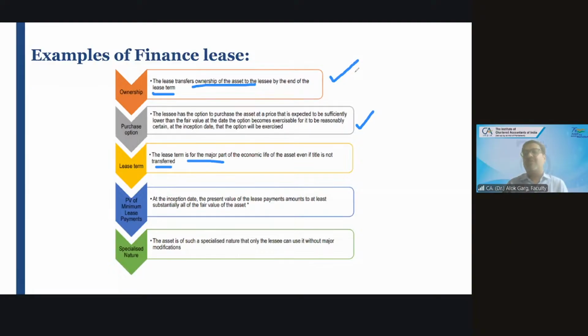Right? It is more than 75%, which is given in US GAAP, not in Ind AS, not in accounting standard, not in IFRS. So generally, more than 75%, we consider this as a major part of the economic life. In that case, it will also be considered as a finance lease.